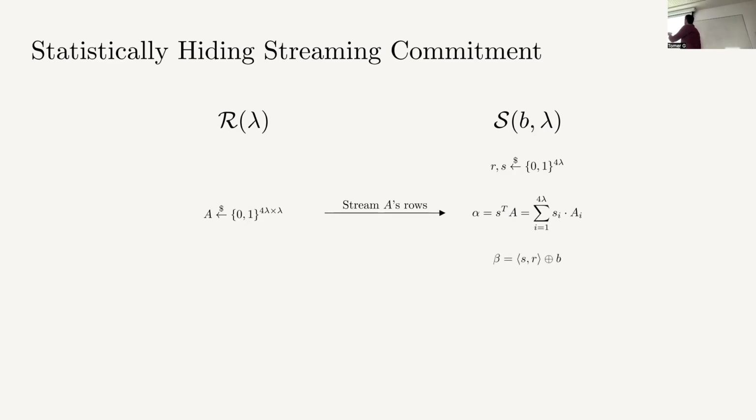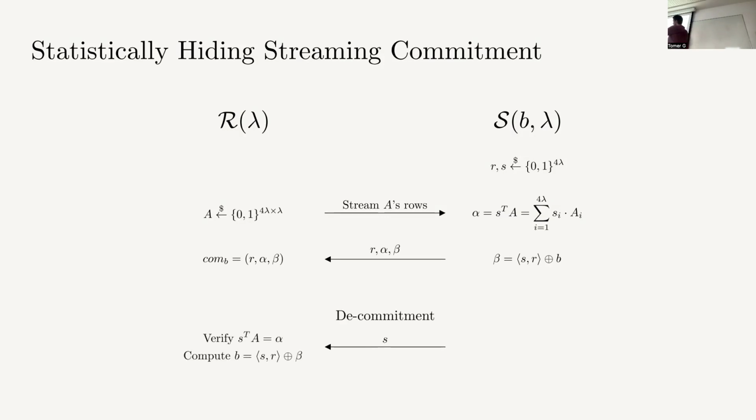Now the sender computes the value beta, which is the inner product of S and R, XORed with the value that it wants to commit to. The commitment is just R, alpha, and beta. Then, in order to decommit, to show what the bit B is, the sender simply sends S. The receiver verifies that indeed S transpose A is equal to alpha, and can compute the value B by simply XORing the inner product of S and R, which it now has, with beta.